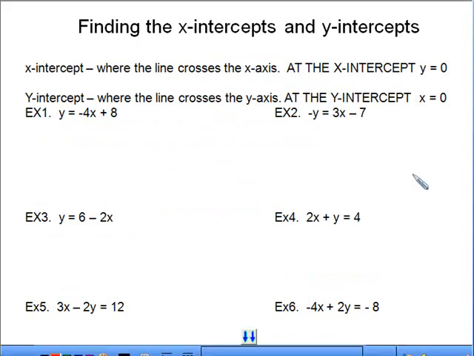Finding the x-intercept and y-intercepts. X-intercept is where the line crosses the x-axis. At the x-intercept, y is equal to 0. The y-intercept is where the line crosses the y-axis. At the y-intercept, x is equal to 0. So let's make a quick graph.